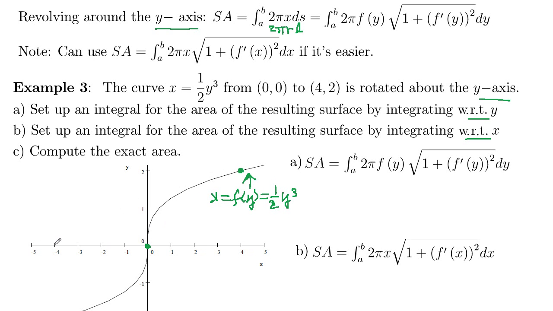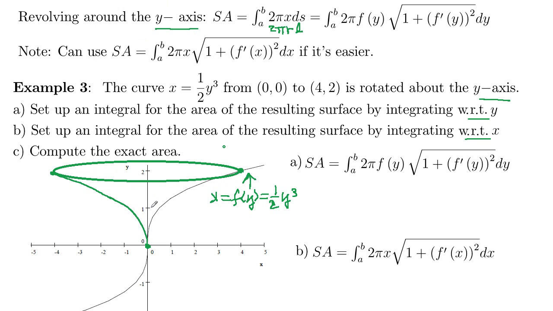So when we revolve, that's going to hit at (-4, 2) right there. And so that's going to look something like this. And when we revolve that around, we get another one of these kind of caved in funnels. So that's what our surface of revolution looks like there.